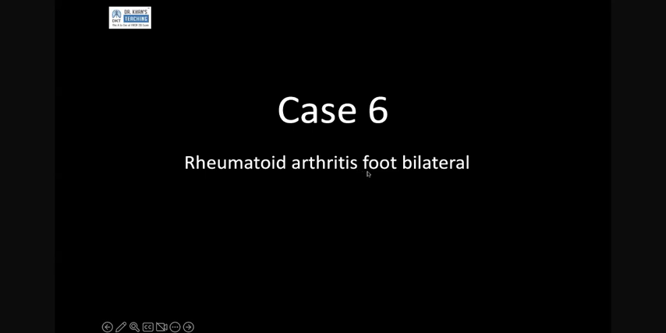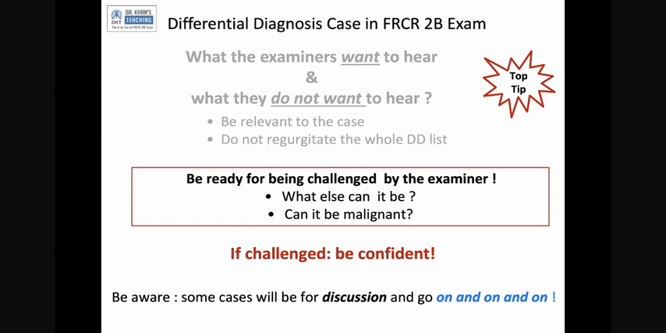Now, this is a very simple case. And last time also, I showed you a very simple case, and I told you how a simple case will become a very difficult case. Because this is a case of differential diagnosis, and you should have crystal clear ideas about what you are going to tell the examiner. This case, the diagnosis, by the way, is rheumatoid arthritis, bilateral. But let's take it further.